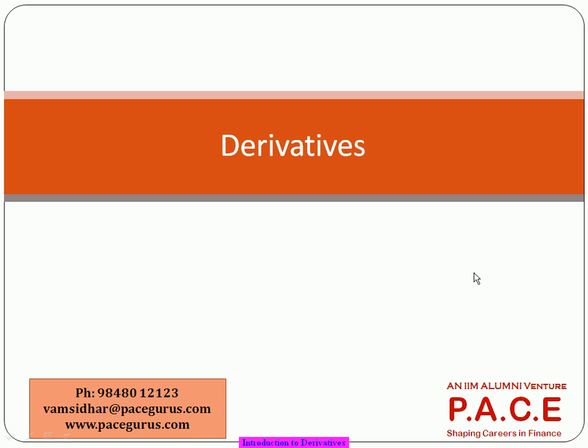But the buying and selling will happen at a future date, while the agreement, like at what price we will buy, how much quantity we will buy, what quality we will buy, where you should buy, where you should sell, all these things about quality, quantity, price, everything is agreed upon today. That kind of transaction is called a derivative.